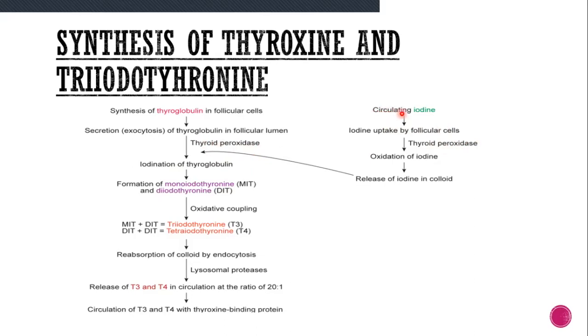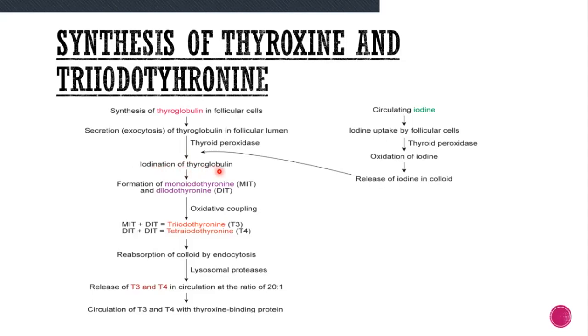Now, when you take foods that are rich in iodine, such as iodinated salt, once it is in your blood, it will be taken up by the follicular cells. Then it will undergo oxidation catalyzed by the enzyme thyroid peroxidase. Once it has undergone oxidation, it is released into the follicular cavity, or the colloid. Once in the colloid, it will interact with the thyroglobulin and iodinate it. So there will be iodination of thyroglobulin.